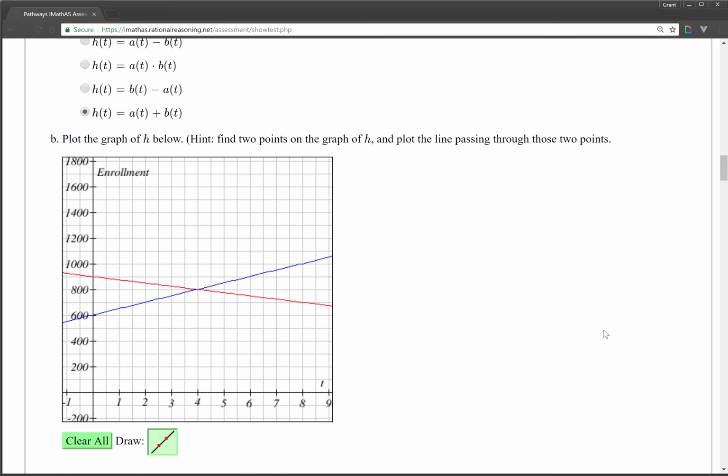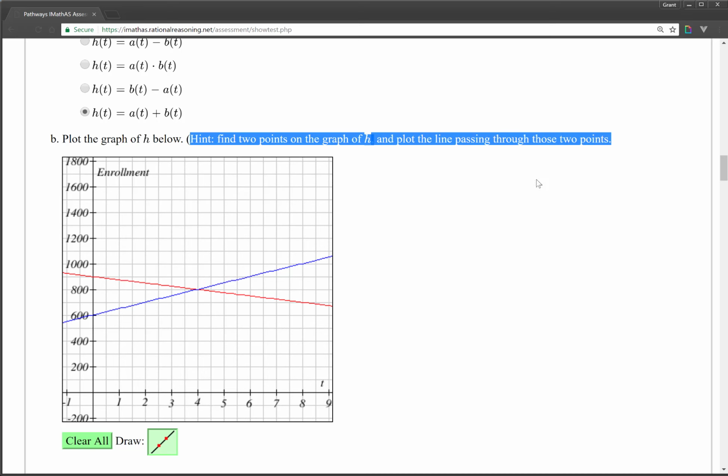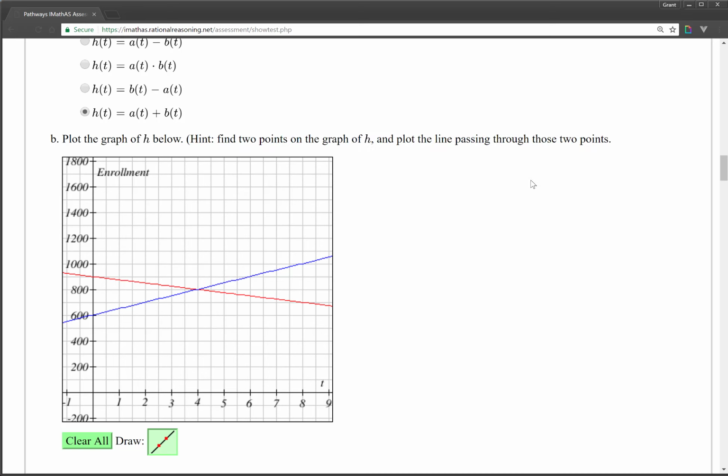Now, given the graphs of A and B, we can actually sketch a graph of H. And we can just find 2 points on the graph of H and plot the line passing through these 2 points. And this is because H is going to be linear. So let's find the value of H of 0. If t equals 0, then A of 0 is 600, B of 0 is 900, so H of 0 must be the sum of those two things, which is 1,500.